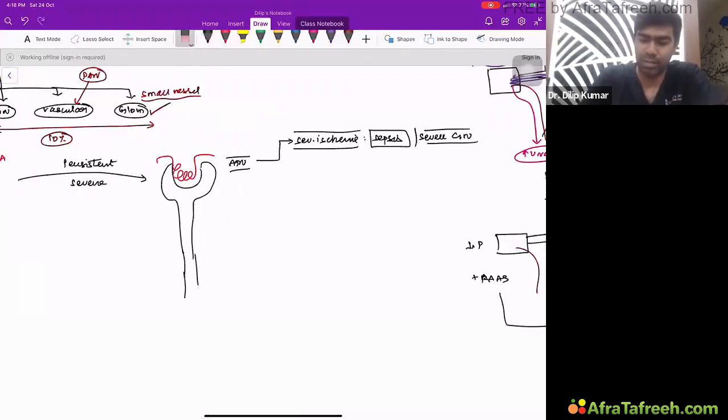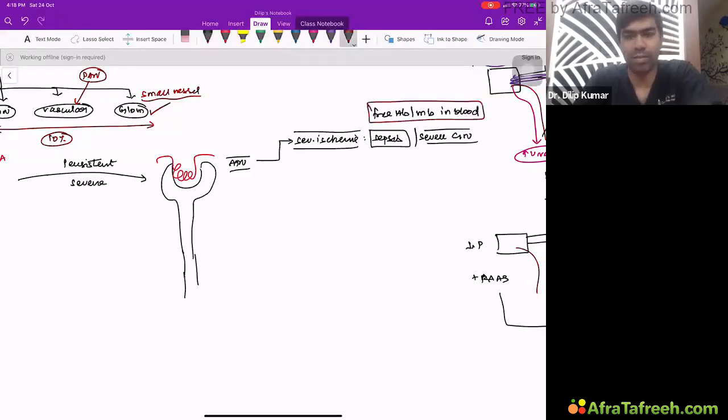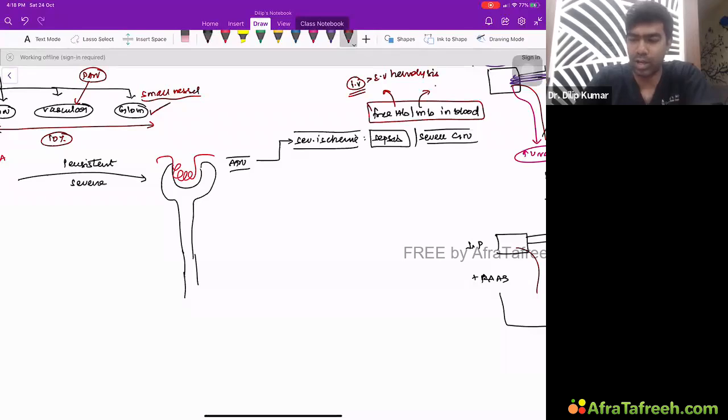And at the same time, if the patient has free hemoglobin or myoglobin in the blood. So you know what conditions produce free hemoglobin or myoglobin in the blood? Everyone knows that. Free hemoglobin means you're dealing with hemoglobinuria, which happens typically in intravascular hemolysis. Extravascular hemolysis usually does not produce free hemoglobin. Intravascular hemolysis typically produces more free hemoglobin. And second, you can get free myoglobin in rhabdomyolysis.